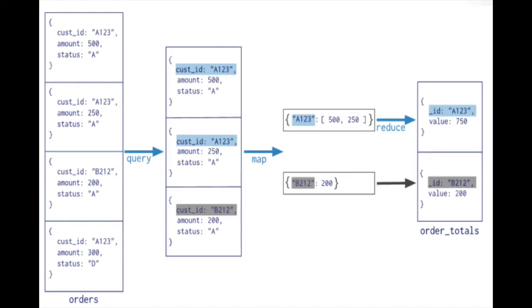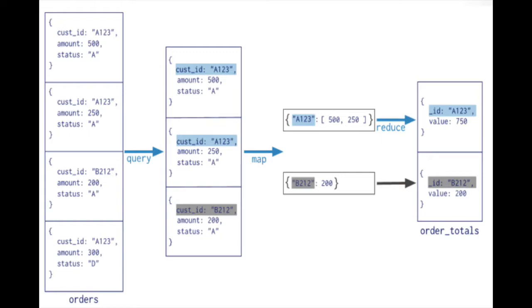Now we have selected them. Now we want our key to be custody. So our key custody should be mapped with the value of amount, right? So we group them, and our mapping function will map A123 with the values of amount that are associated to the ID A123. So for A123 I get 500 and 250. 500 is from the first document, 250 is from the second document, and for B212 I get 200, right?